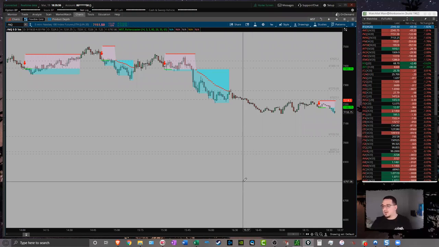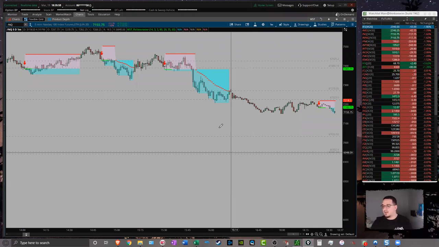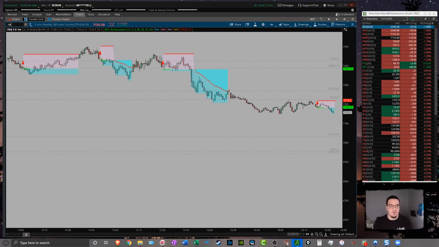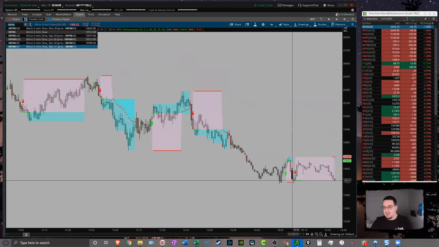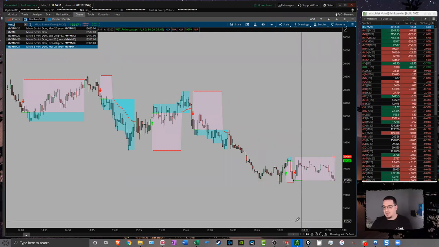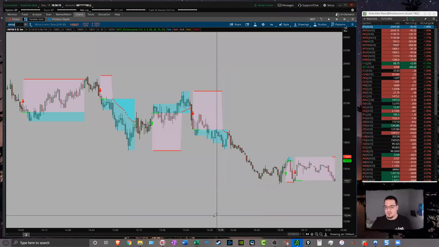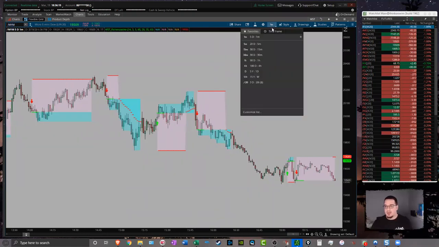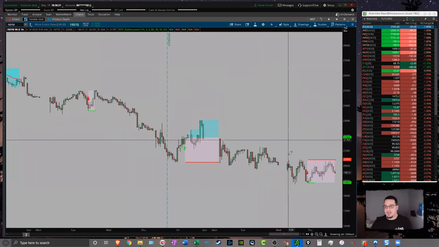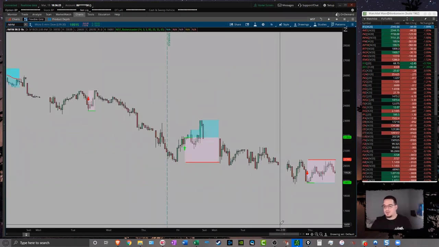Nice trigger on the Russell micros and the YM micros. Let's take a look. Let's do the micro, MYM. Yeah, MYM, that one's triggering right now. But I don't have any levels of support and resistance drawn out on this one. So let's draw them out. I'm gonna switch over to a little bit of a higher time frame. Let's switch over to the 1 hour.